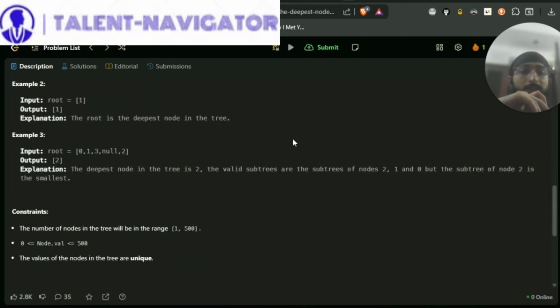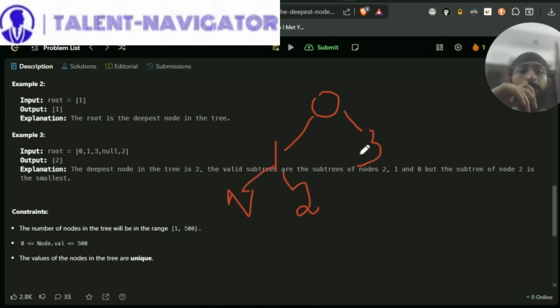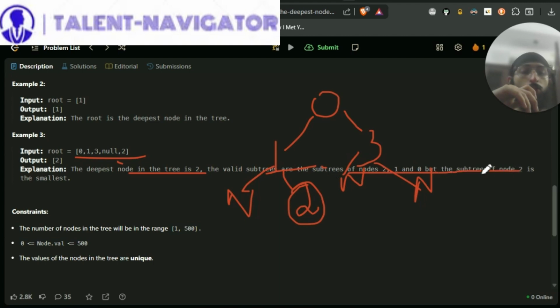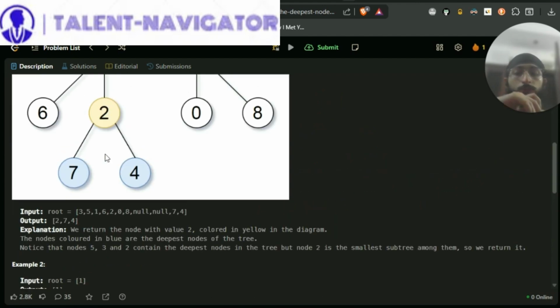And you can see for this example as well, for 1, the deepest node would be 1 itself, so that's the answer, that's the base case. And for, let us say, 0, 1, 3, null and 2, this is null, and this is also null, this is also null. So for this, the deepest node in the tree would be 2, and the valid subtrees are subtrees of nodes 2, 1 and 0, right? So these are the subtrees of 2, 1 and 0, but the smallest subtree, that of node 2, would be the answer, that is the node 2.